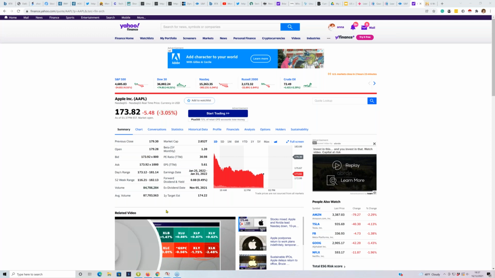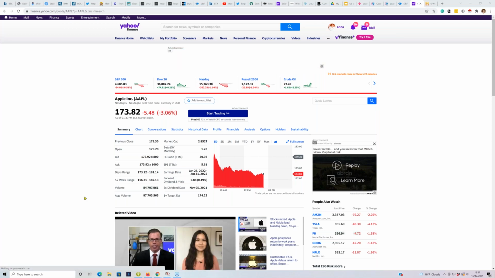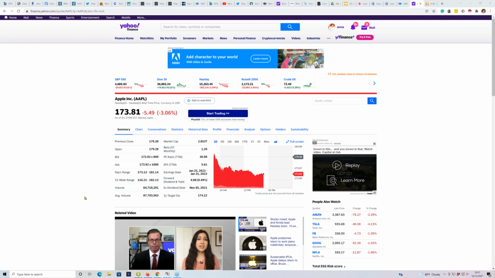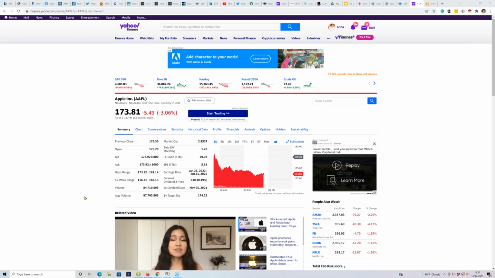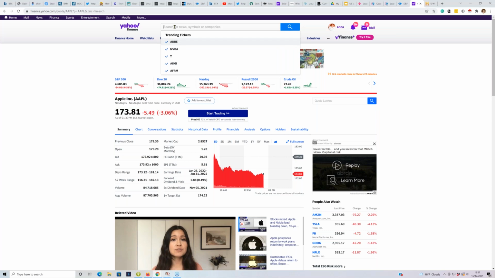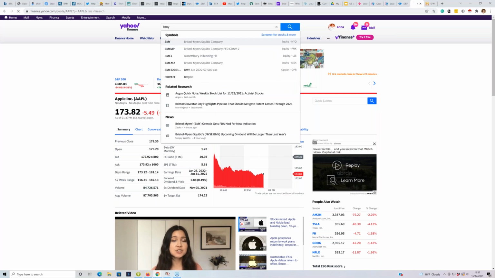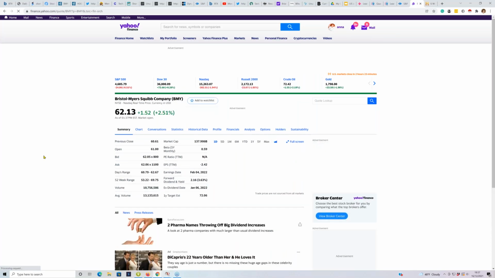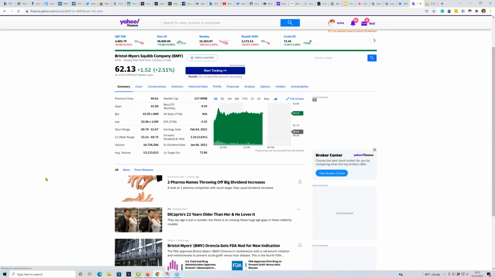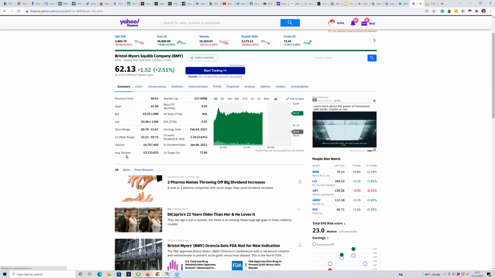But do you see how you can use volume in so many creative ways? I haven't got the Apple chart up at the moment because I've got Bristol Myers Squibb, as I said, I just want to carry on to finish talking about stopping volume. The average volume on Bristol Myers is 13 million. It's done 10 million so far, and I do appreciate we are at a particular time of the trading day.